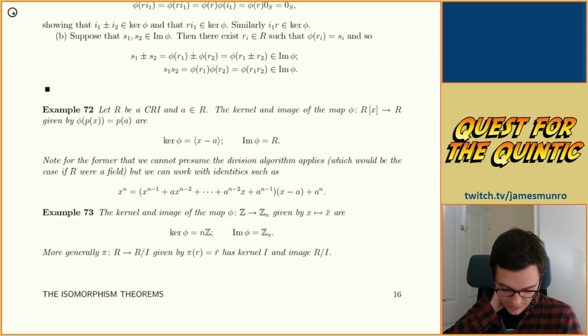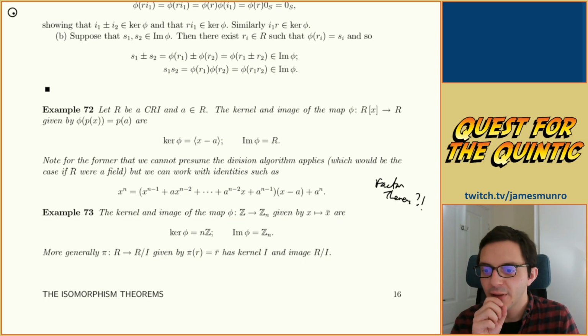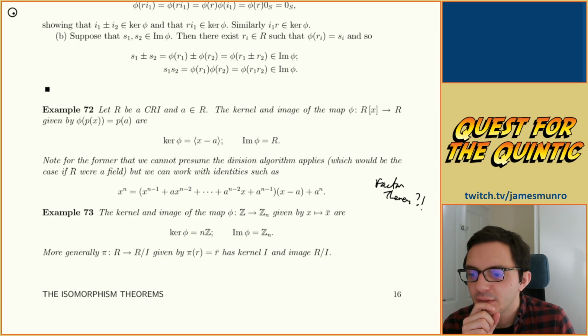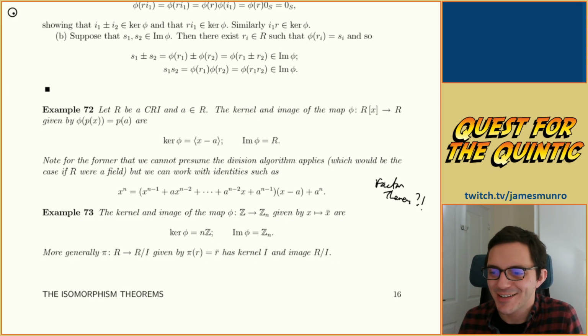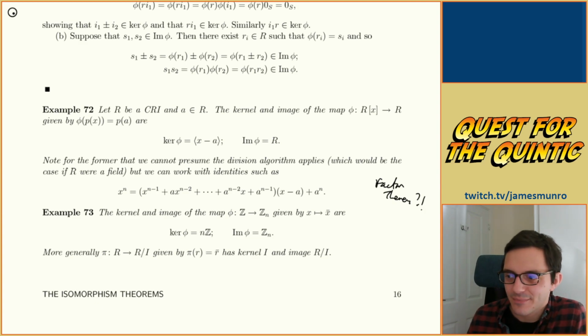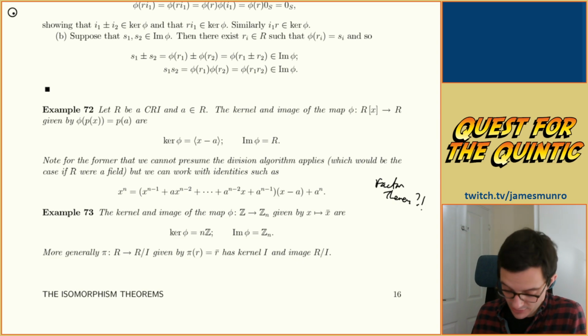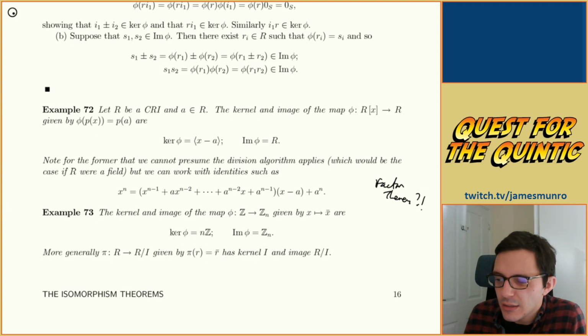Kernel and image. Oh, function evaluation works like this. The kernel is, this is the factor theorem. Yeah, okay. The kernel of that evaluation map is any polynomial that's got a factor of x minus a. Huh, cool. So they can't do division algorithm, which is how you would try and do polynomial division, I think. But you can work with identities such as this.